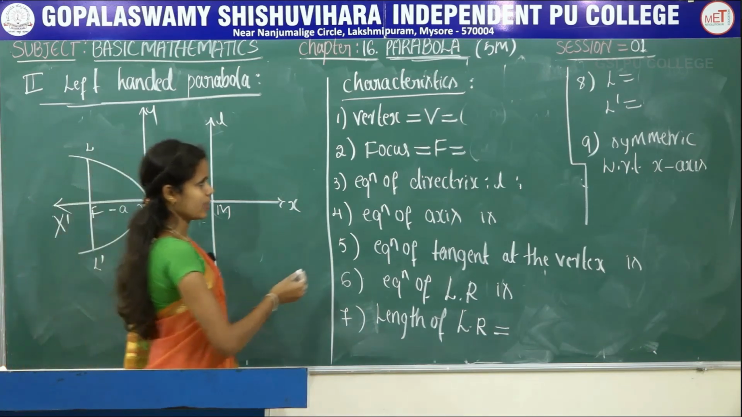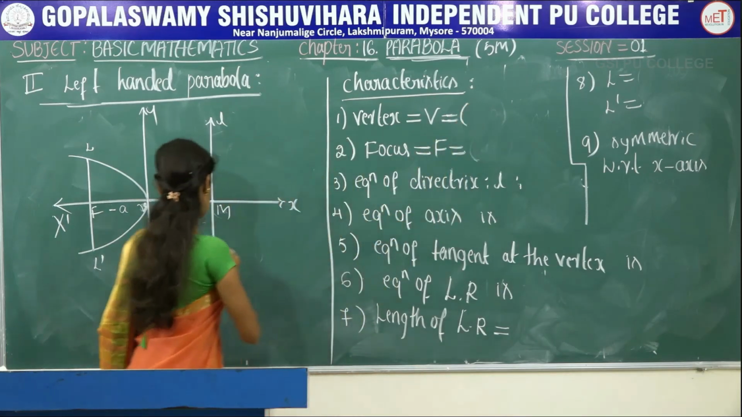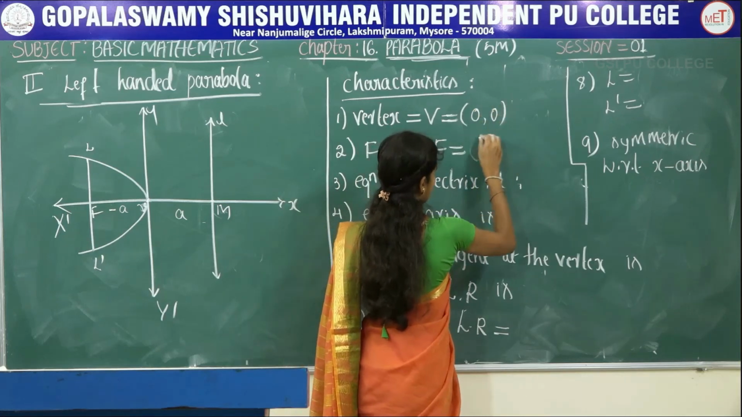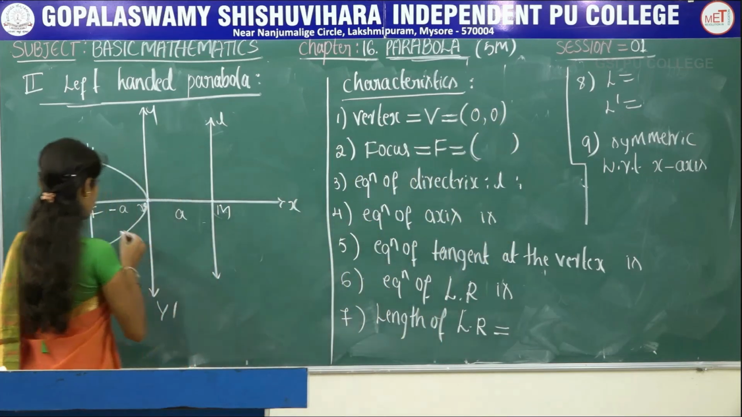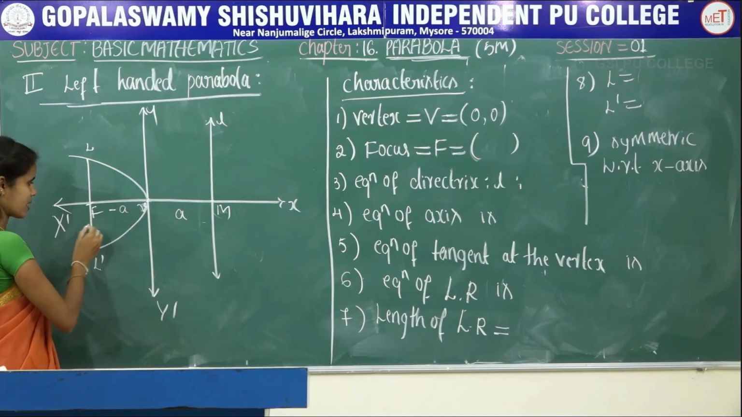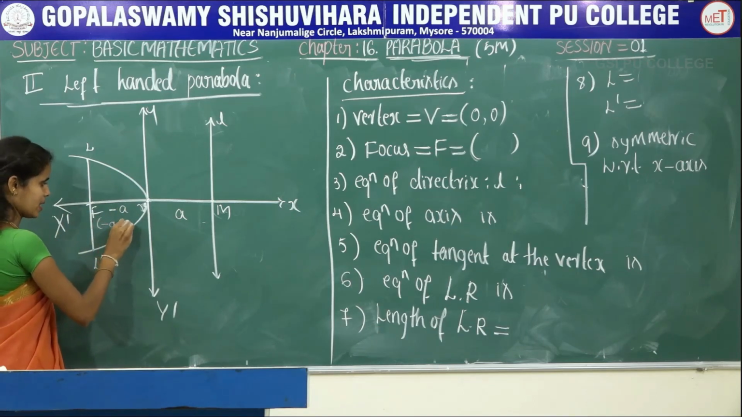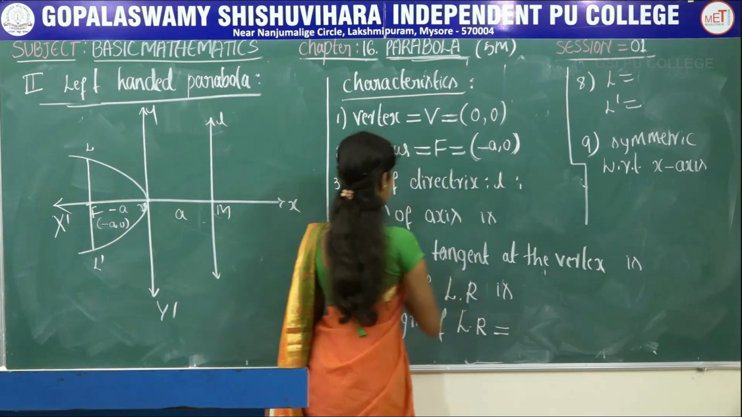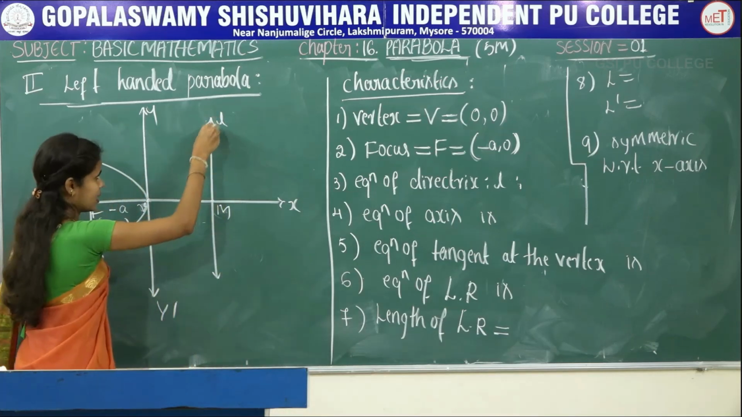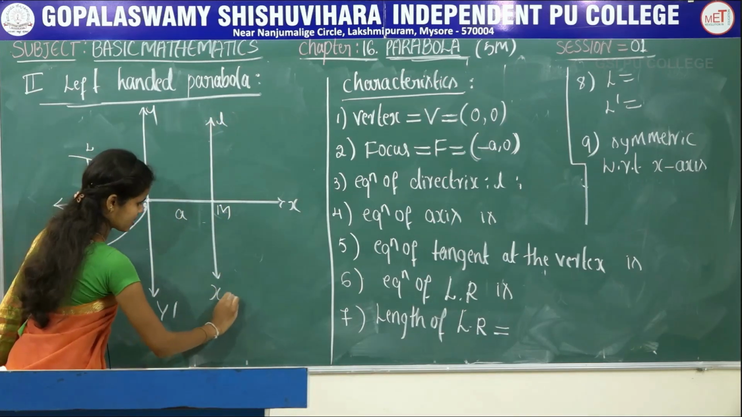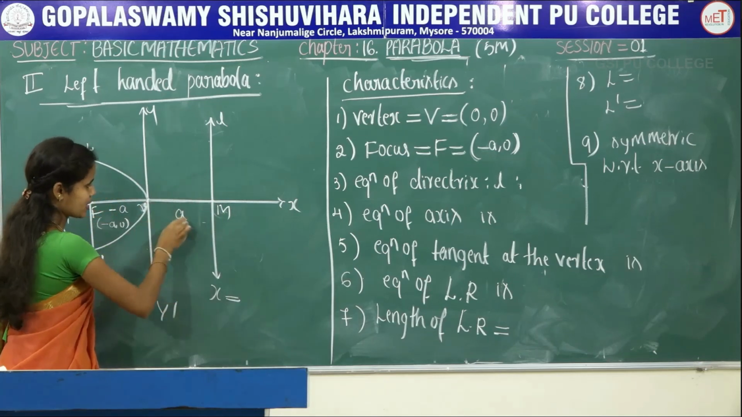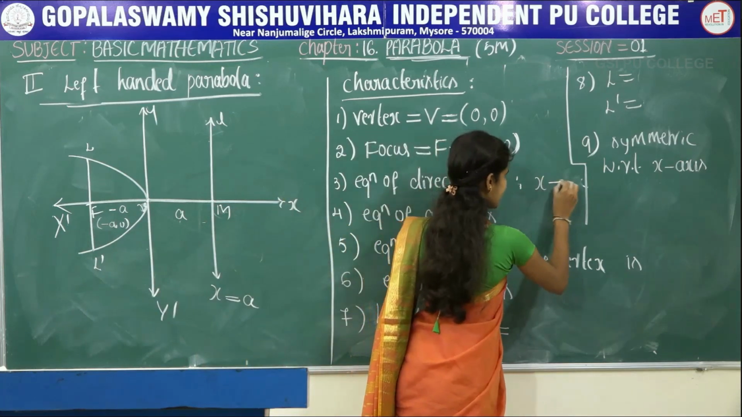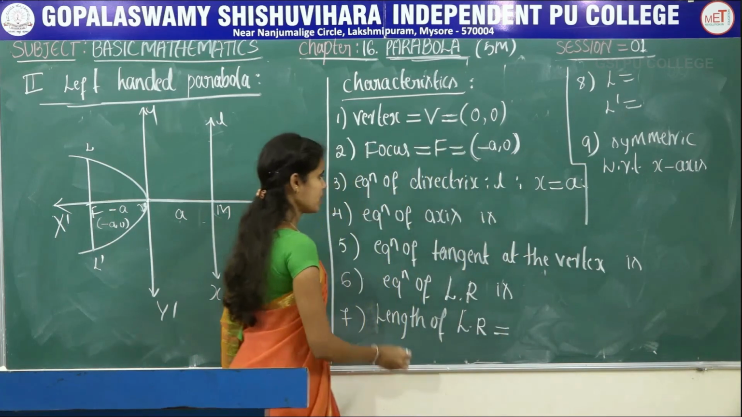Here also vertex is the origin, therefore coordinates are 0, 0. Coordinates of the focus: here the point lies on negative x-axis, therefore x coordinate is equal to minus a. Y coordinate is 0. So minus a, 0. Equation of the directrix L: here also parallel to y-axis, therefore x is equal to the constant distance from the y-axis, plus a. Therefore equation of the directrix is x is equal to a.